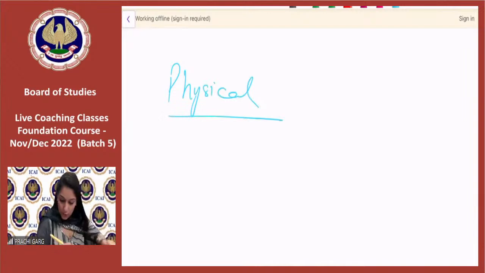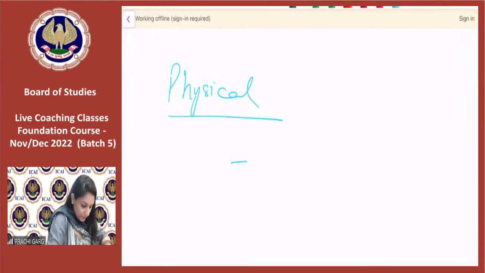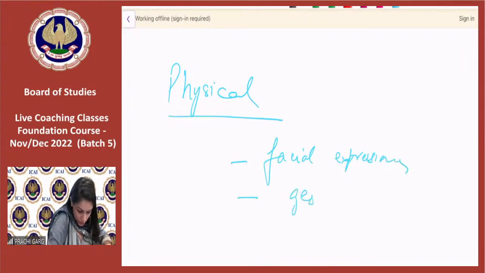In physical, we talk about the body language, basically. Now, body language includes facial expressions, gestures, touches, physical signals.